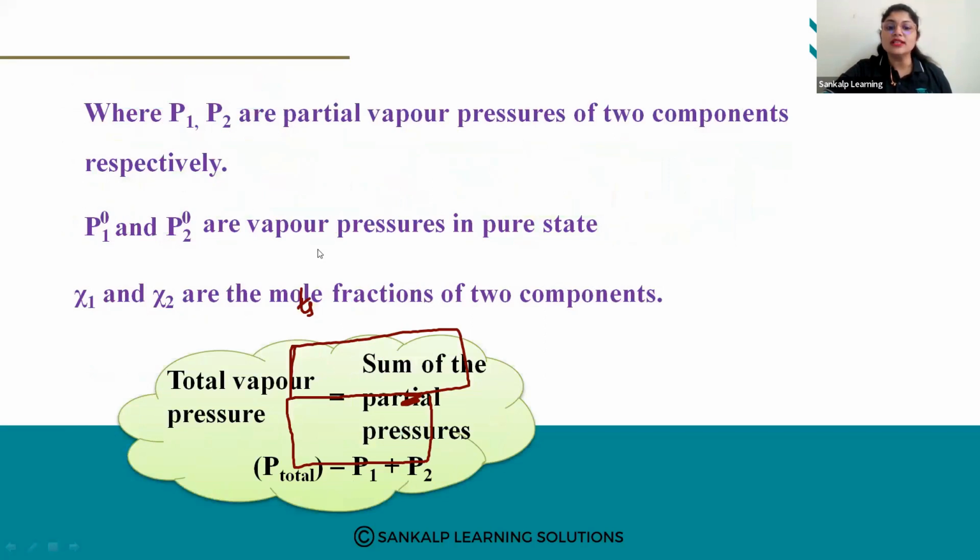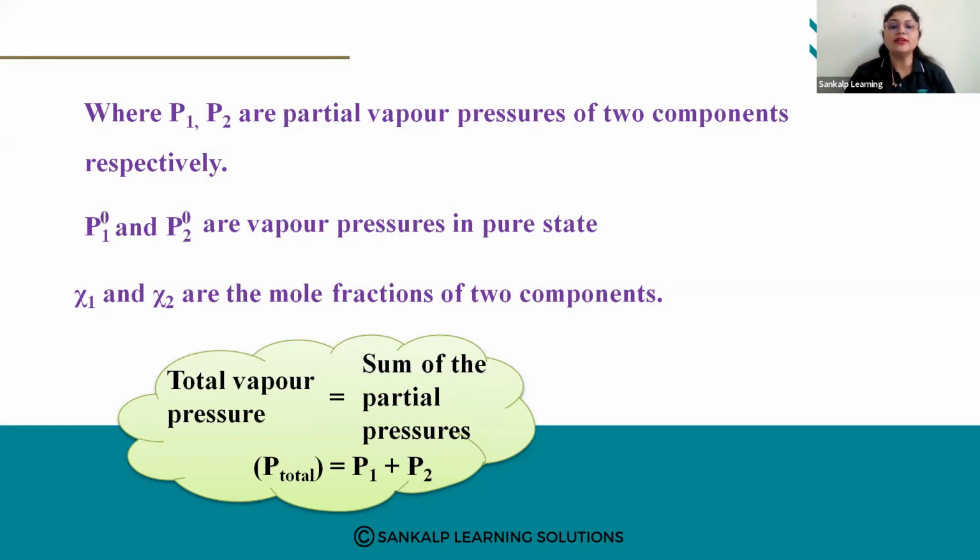So here, what are these P1 and P2? P1 and P2 are called the partial vapor pressures of the two components, that is, of components 1 and 2. And P1 naught and P2 naught are the vapor pressures in the pure state. And psi 1 and psi 2, these are called the mole fractions of the two components.